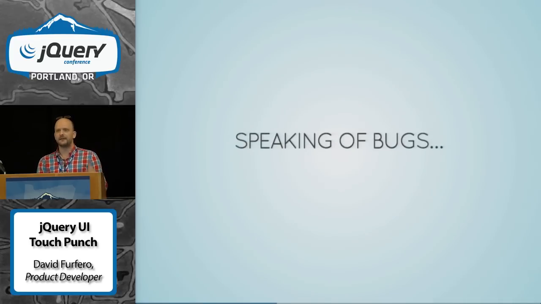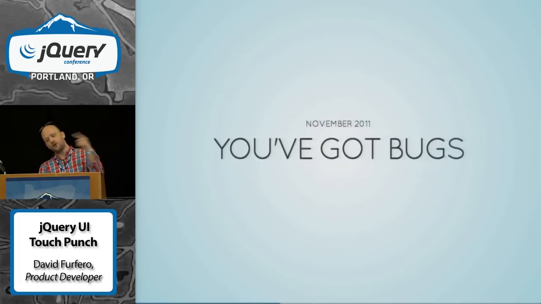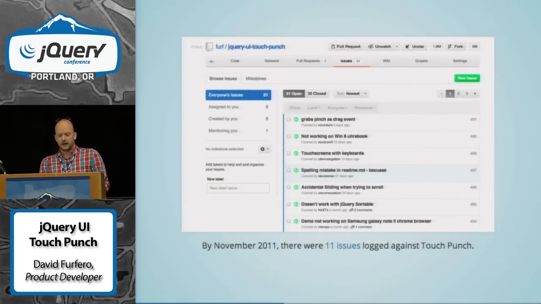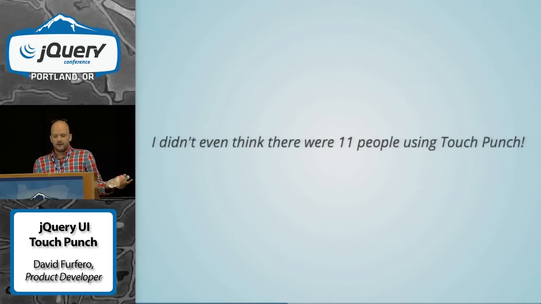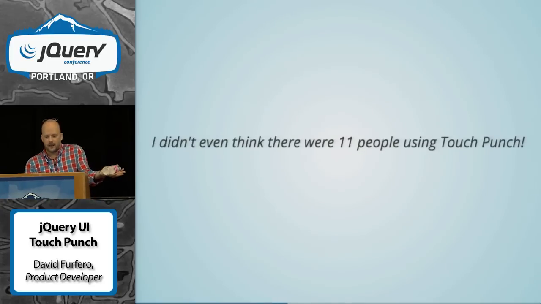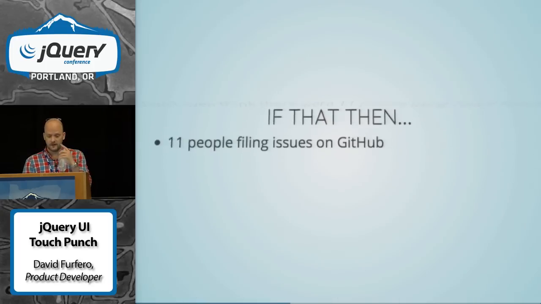Oh, speaking of bugs, I want to go forward in time to November 2011. Apparently, there were 11 bugs logged against TouchPunch. At this point, I've still never used the library. And I haven't advertised it. I haven't marketed it. So who's logging bugs? I did think Caleb was using it. But I didn't think 10 other people were using it.